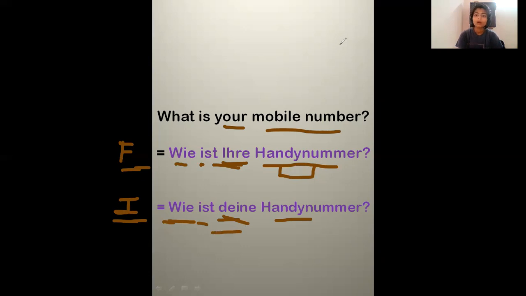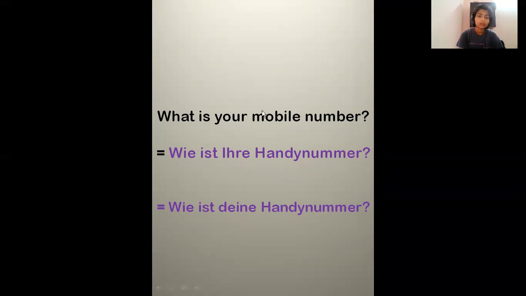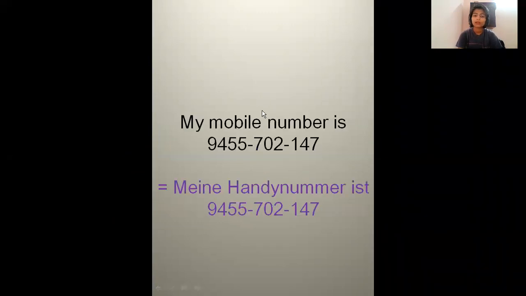Now how will you answer this question? My mobile number is. So my is called meine. Mobile number is said as Handynummer. Meine Handynummer ist. It means my mobile number is. Now you might be having a 10-digit mobile number. You will break it into parts.